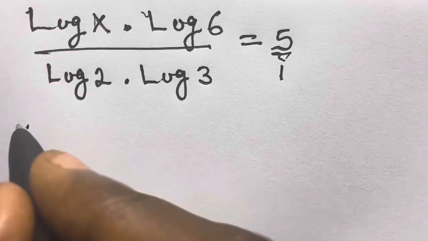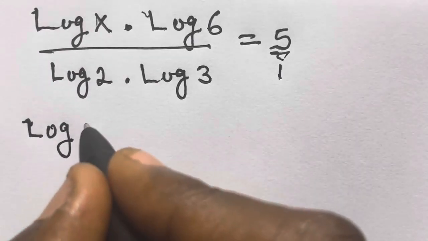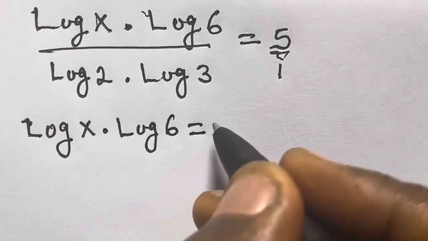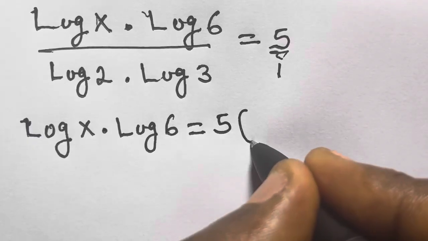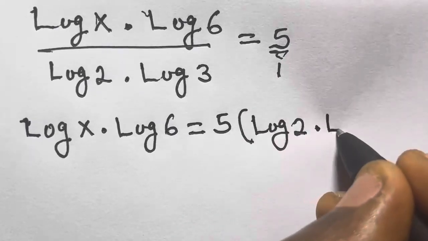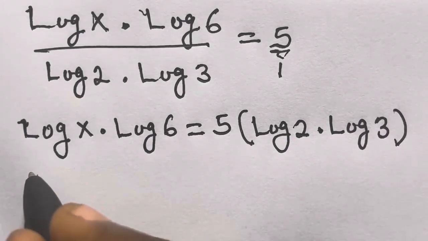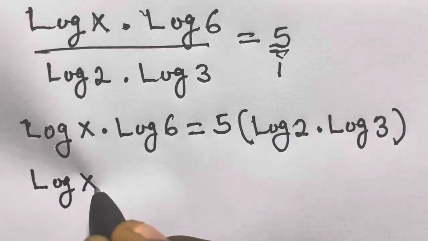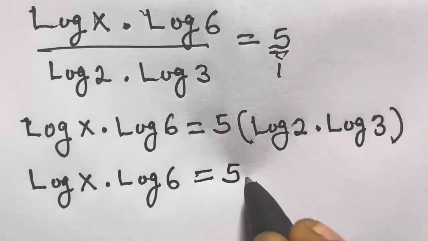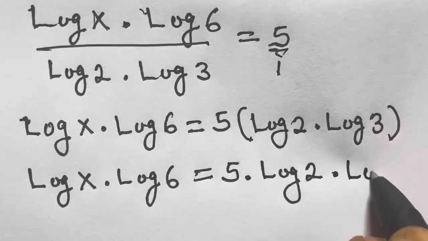So now we will have log x times log 6 equals 5 times log 2 multiplied by log 3. So we have log x times log 6 equals 5 multiplied by log 2 multiplied by log 3.